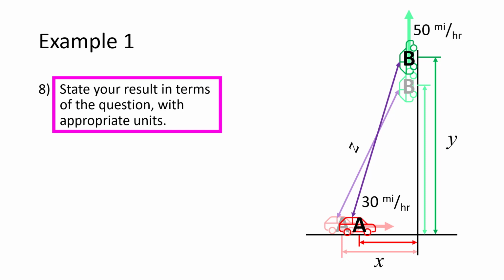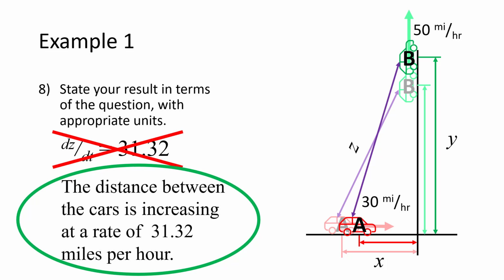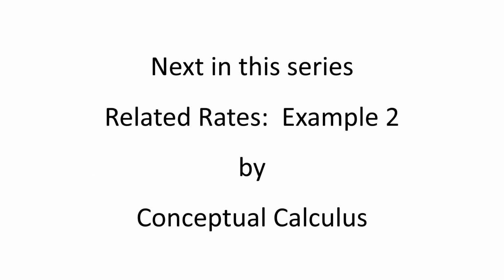The last step is to state the result in terms of the question with units. If the question had been, what is the value of dz/dt, then dz/dt equals 31.32 would be a fine answer. But it wasn't. The question was, how fast is the distance between the cars changing? So, that's the question we answer. We write, the distance between the cars is increasing at a rate of 31.32 miles per hour. Now, we are finished. For another example using related rates, see our next video.